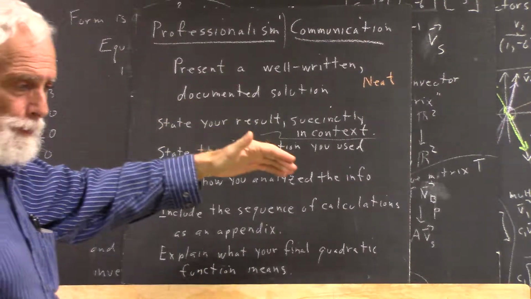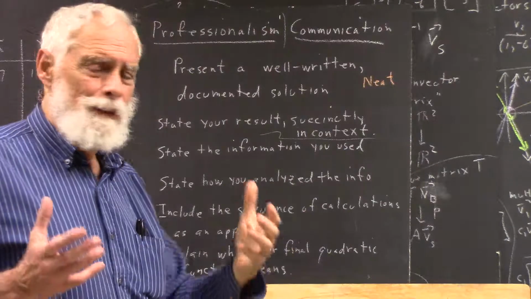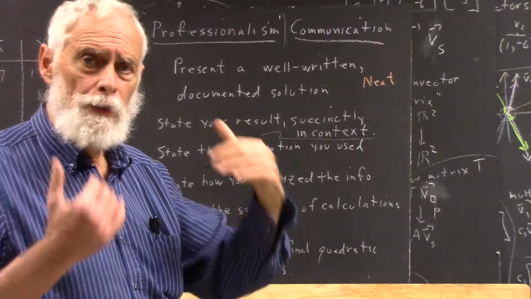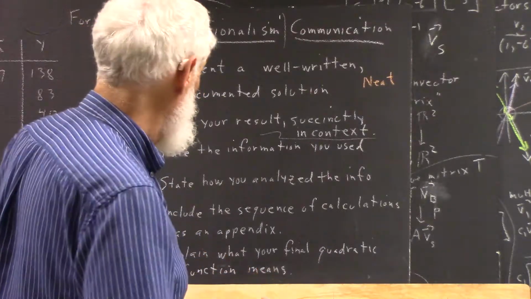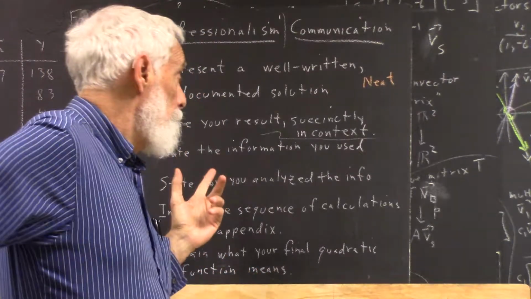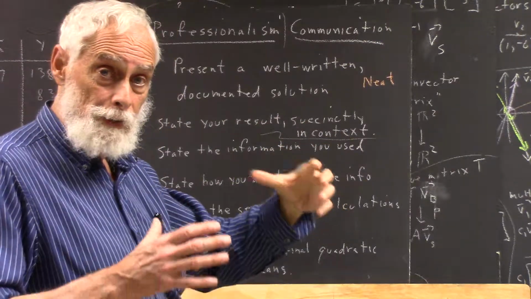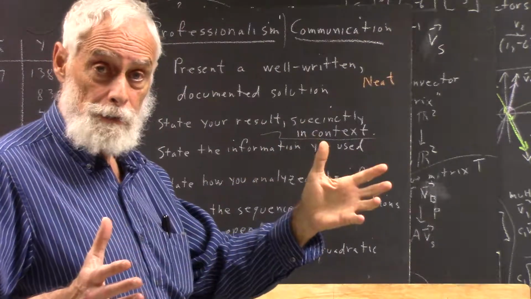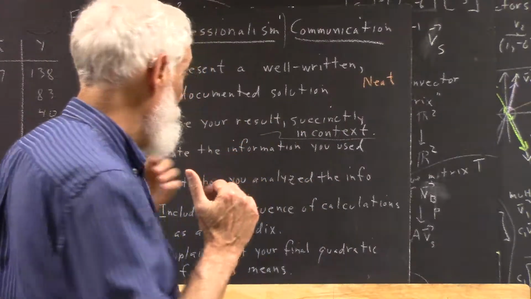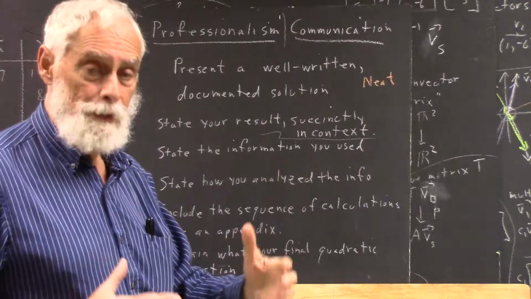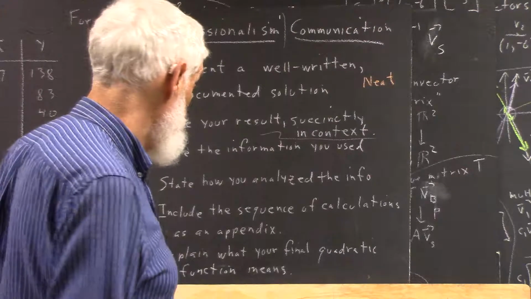But we're going to first state the results succinctly in context. You're reporting this to a supervisor. The first thing your supervisor is going to want to see is, okay, what did they get? What's their function? Okay? Now, you want to state that result succinctly. You don't want to bury it in 17 paragraphs of fluff. You want to come right out and say, here's the function, okay? And here is the context for this function. Just to remind your supervisor, okay, here's what we're talking about.